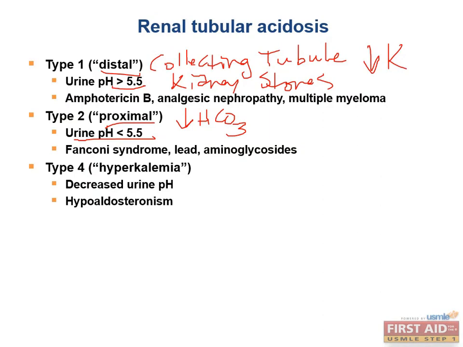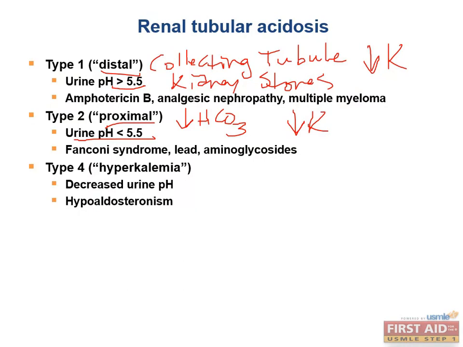And this also causes hypokalemia. Why? The bicarbonate that failed to be reabsorbed in the proximal tubule travels to the collecting tubule and brings sodium along with it. As the sodium is reabsorbed in the collecting tubule, it creates a higher negative lumen potential, and this will result in increased potassium and hydrogen ion secretion into the filtrate. And causes of type 2 RTA include Fanconi syndrome and proximal tubule toxins like lead and aminoglycosides.